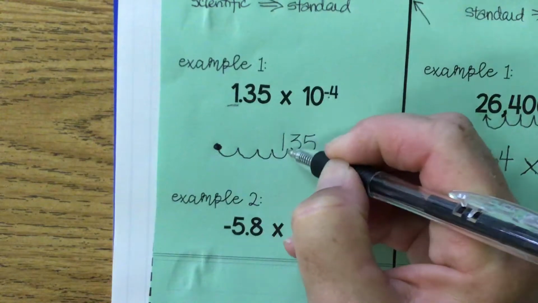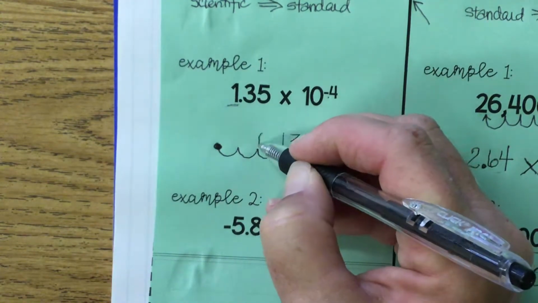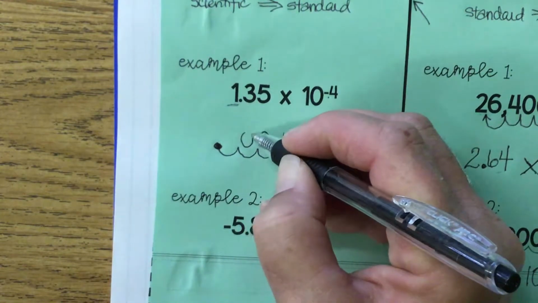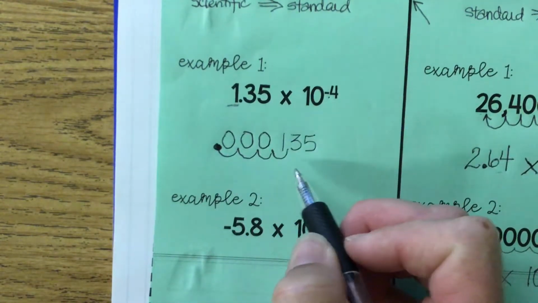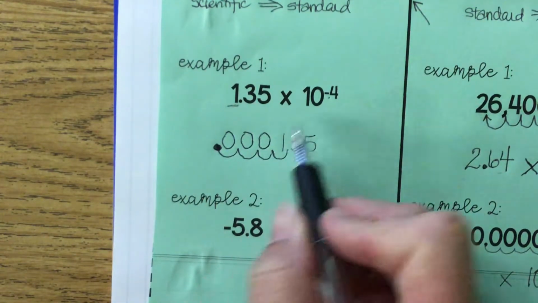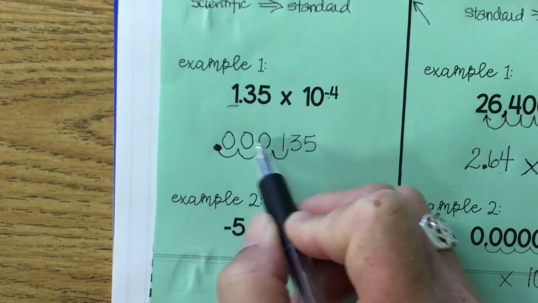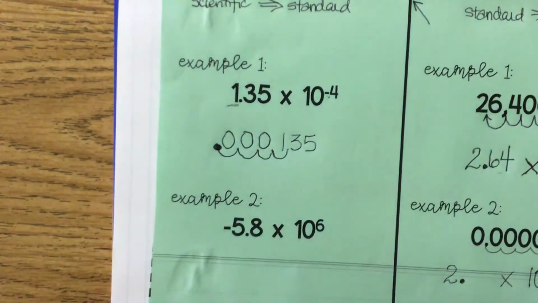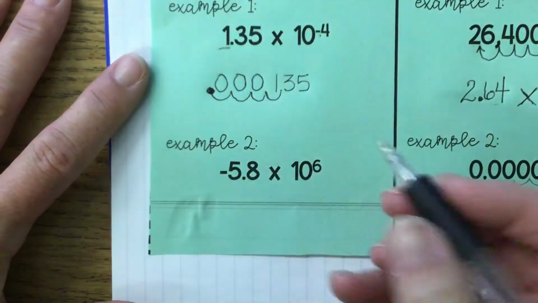But I need to add zeros. I'm not going to add a 0 here, so be careful when you do that. I'm going to add a 0 here, a 0 here, and a 0 here. This is my number in standard form, okay? If you notice, when you have negative exponents and you're converting it back, your zeros are always 1 less than the power, the actual exponent. All right, let's look at the next one.